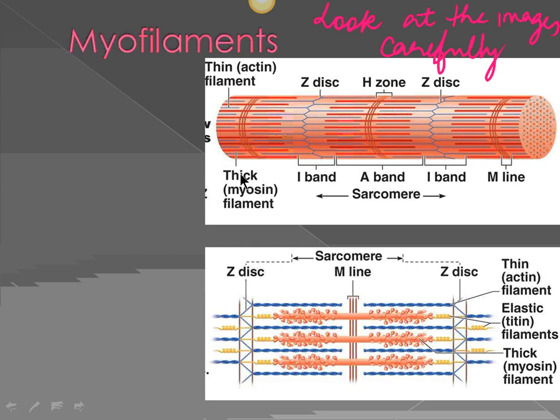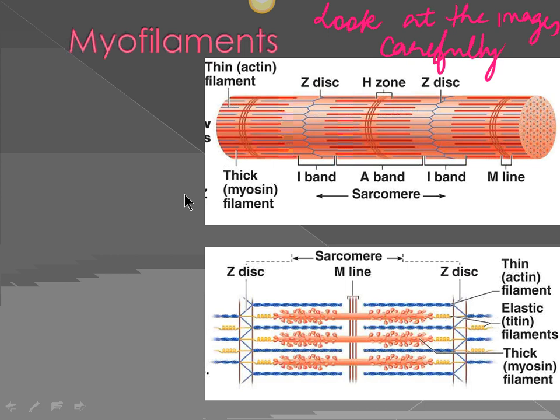And here if you look, the thick filament is the one that is colored red. So if you look at the A band, can you see it has both red and blue? So the A band has both actin and myosin. Can you see that? A band has both actin and myosin. And what is the center of the A band called? H zone. Very good.